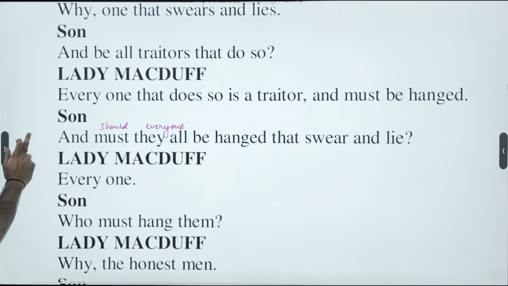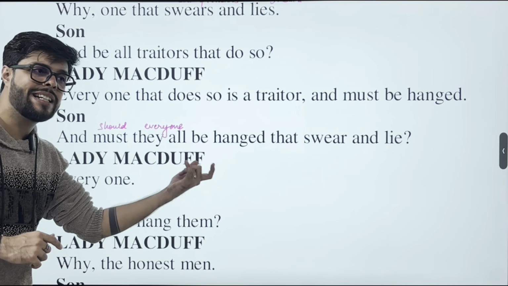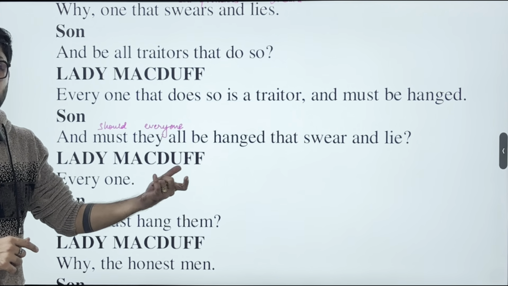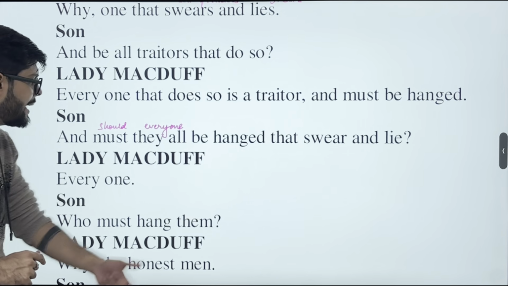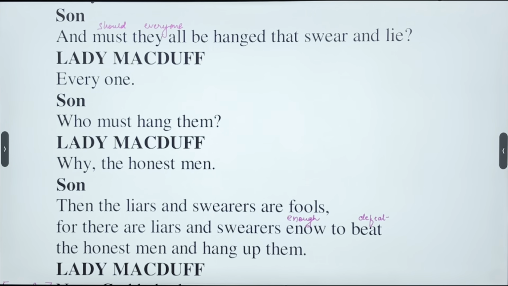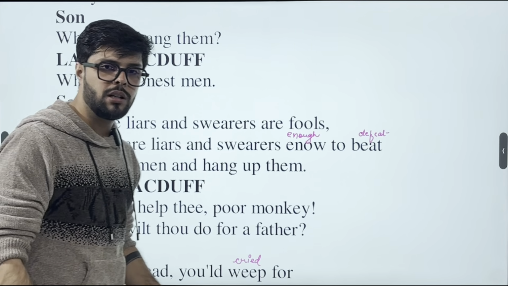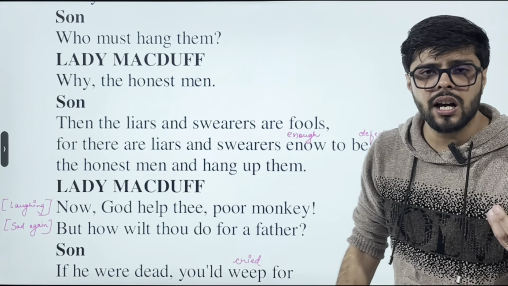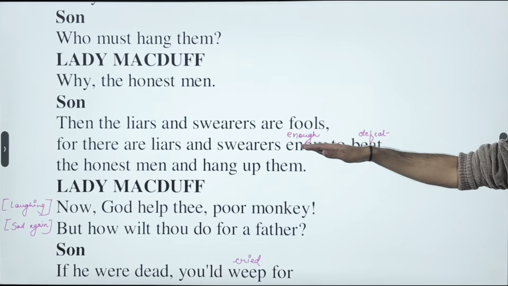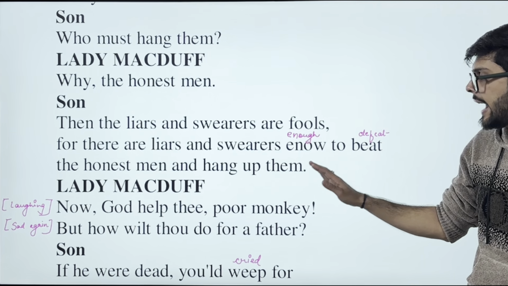And must they all be hanged that swear and lie? And all those people who swear and lie should be sentenced to death, should be pronounced with the death penalty. Everyone, each one of them. And who must hang them, mother? The honest men, my dear son. Then the liars and swearers are fools. Those people who lie and swear, they are fools, because there are liars and swearers enow to beat the honest men and hang up them.